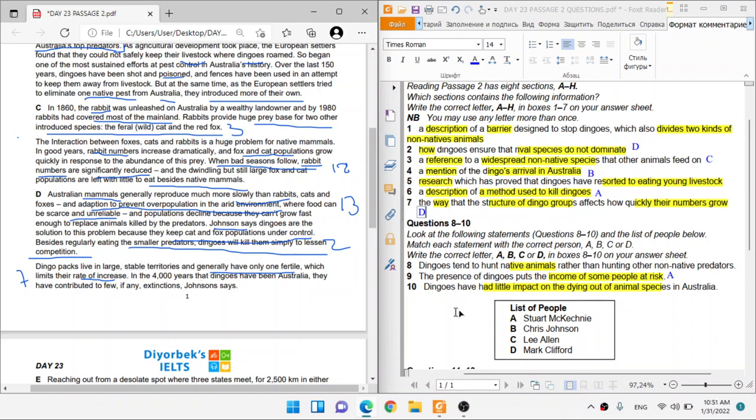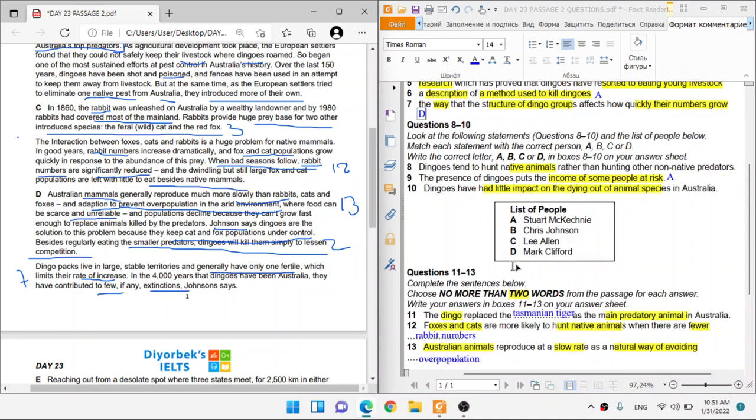In the 4,000 years that dingoes have been in Australia, they have contributed to few, if any, extinctions, Johnson says. And that's, guys, dingoes have had little impact. Few, if any, means little dying out, extinction. So contributed to, impact, everything is a synonym for question number 10. It's going to be Chris Johnson. So Chris Johnson is saying dingoes haven't had really any bad effect.